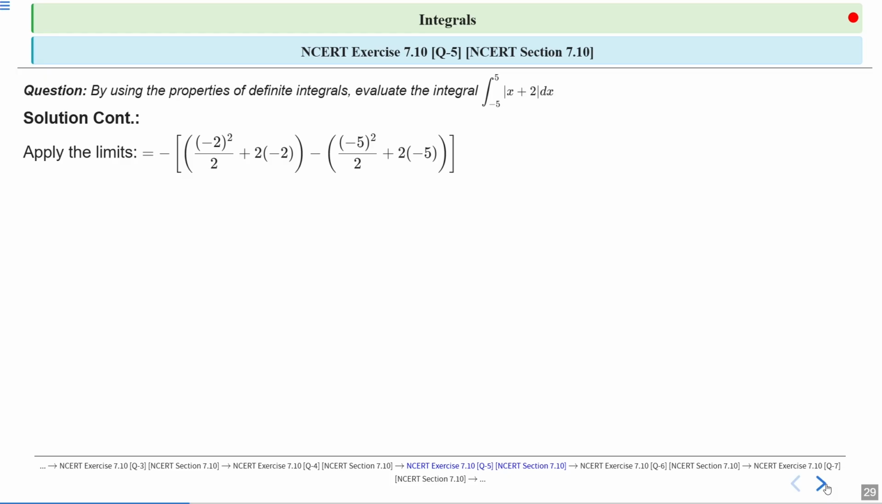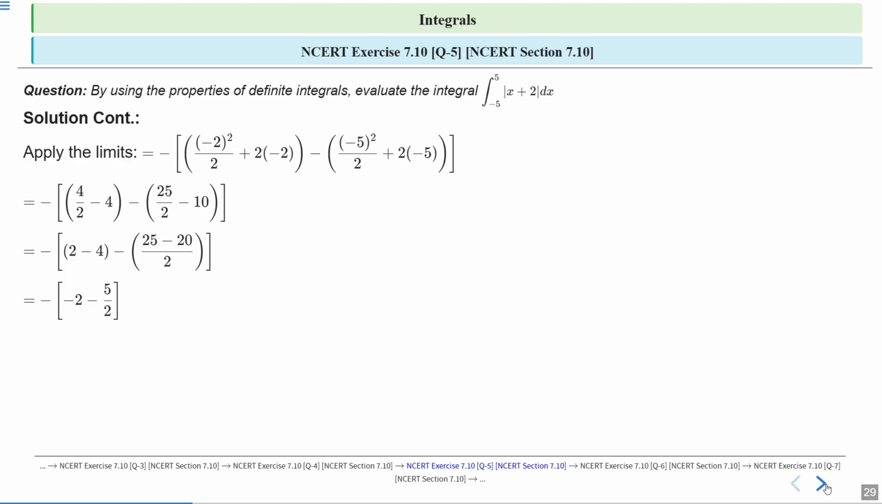At first, substitute the upper limit in the antiderivative function, minus the lower limit. So we get minus the bracket 4 by 2 minus 4, minus 25 by 2 minus 10. So when we simplify, we get 9 by 2.